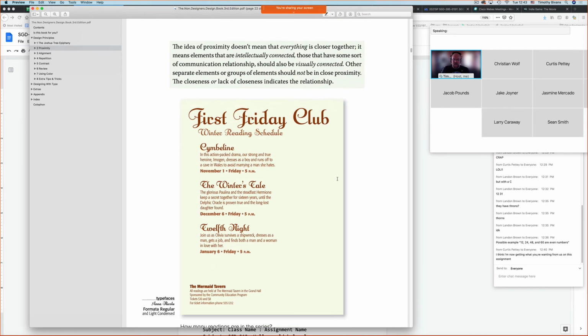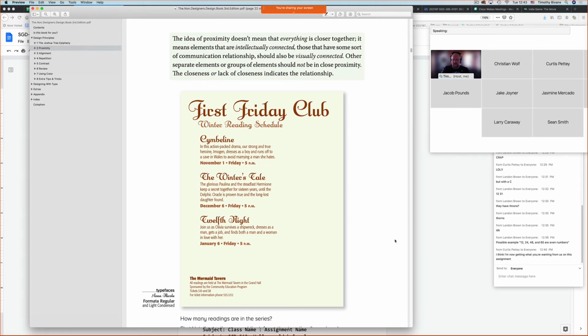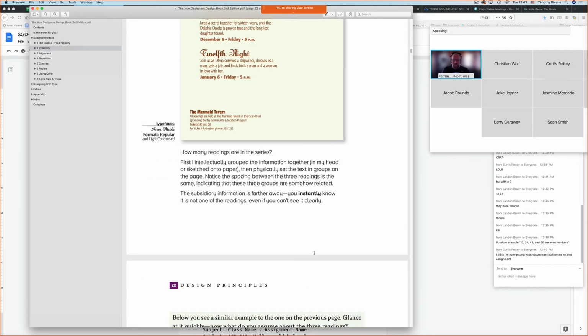But now, check this out, right? Now we've grouped them together and it makes much more sense, right? See how there's space between them. He's also used different fonts and contrast to help illustrate what he's trying to go for, but this is much cleaner and much better, right?